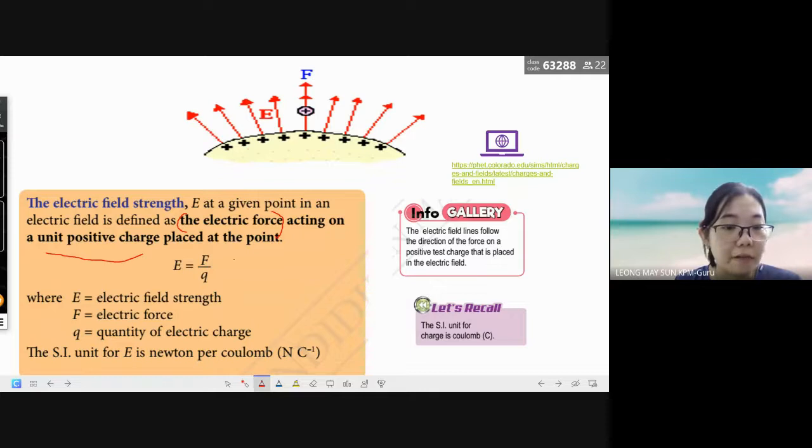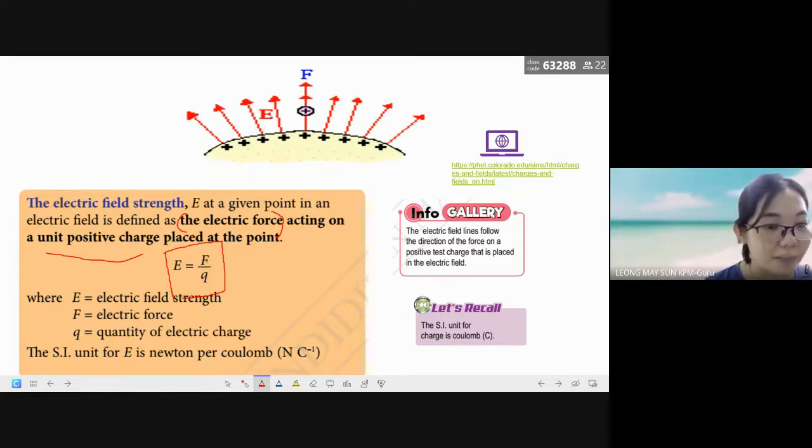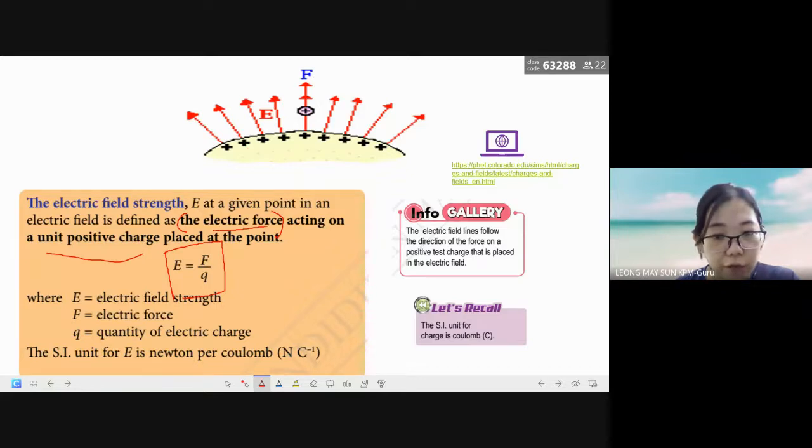From the definition, this is the first formula that we're going to have in this chapter. E does not stand for energy here. E stands for electric field strength, so please do take note. When you see a Q at the bottom, the E stands for electric field strength. Based on the definition, it's the electric force acting on a unit positive charge. So the electric field strength is equal to the electric force divided by the electric charge.